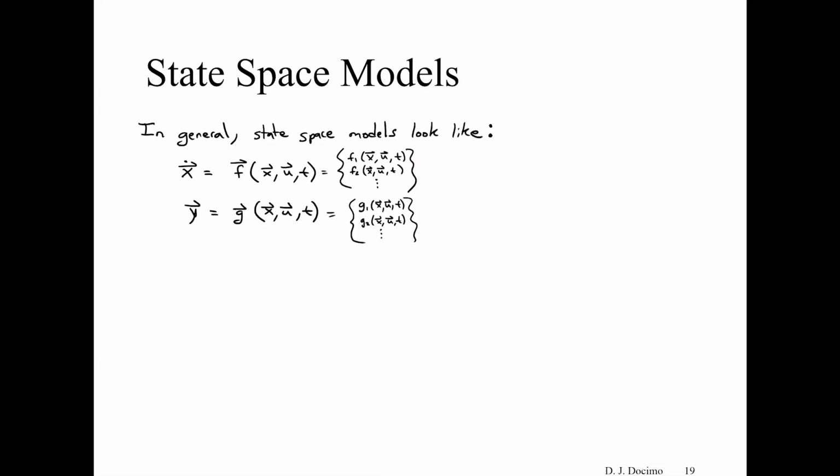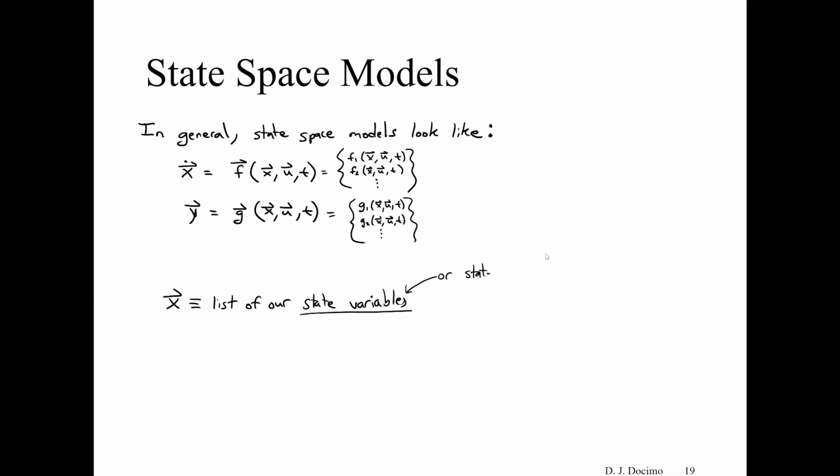They look like a vector x dot, which is composed of our states, is equal to a nonlinear function that depends on x, it depends on u, and it depends on t. So this list of nonlinear functions here represents each equation that we have in the system, like d dot, v dot, etc. Then we're also going to have our output equation, where our outputs y is equal to another nonlinear function describing all our different outputs that we have.